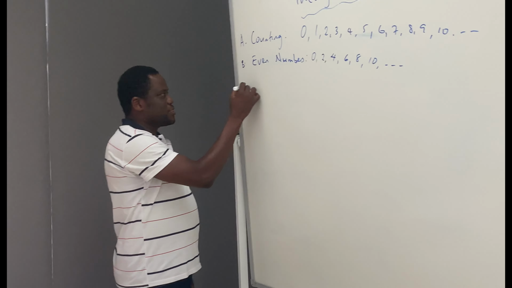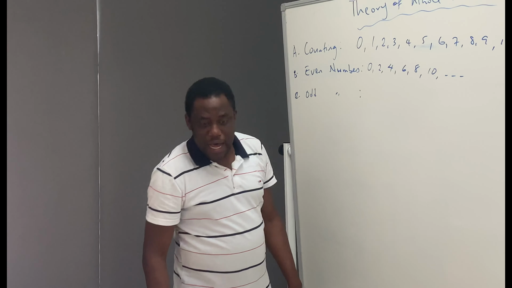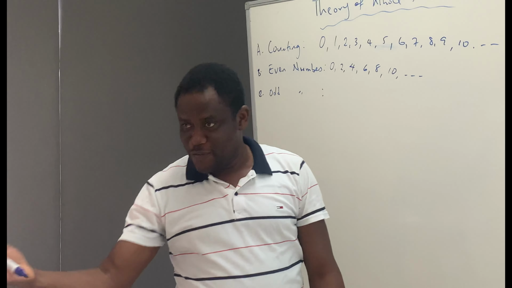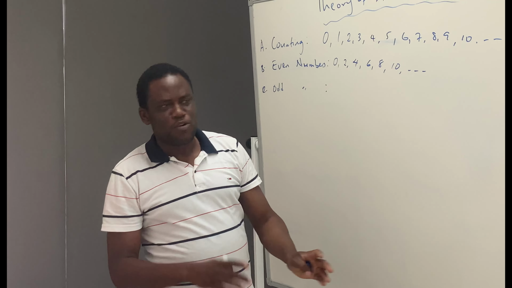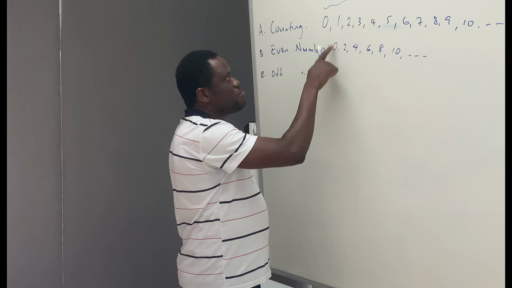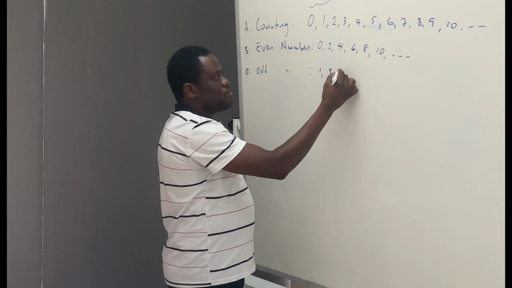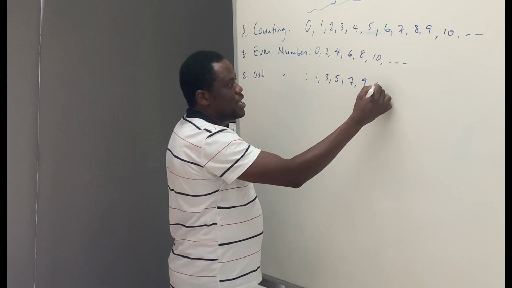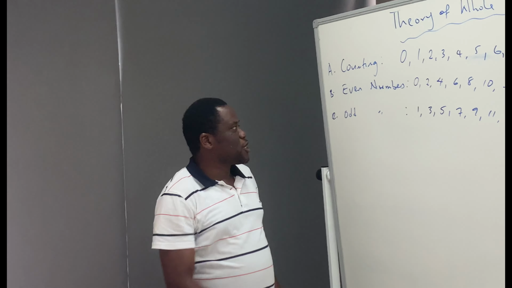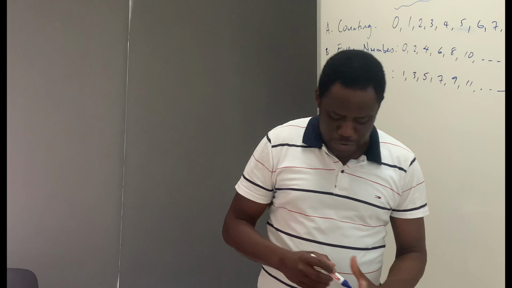And the odd numbers, see, odd numbers are numbers that are not even numbers. You see? So the numbers that are not even numbers are what? If 0 is even number, of course 1 is not even, 2 is even, so we have 3, we have 5, 7, 9, 11, and so on. So you see that the combination of even numbers and odd numbers give us counting, right? Good, good.